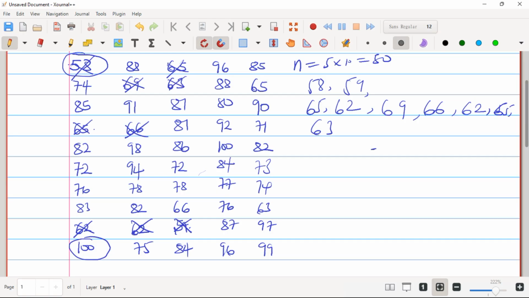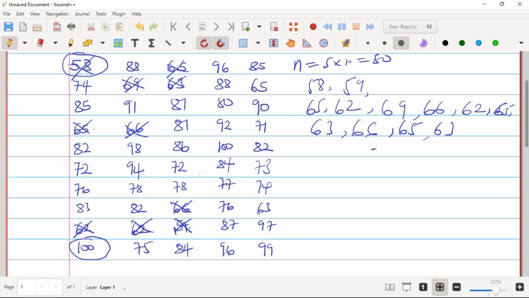Let's see if we can get another 60 here. 66, we have another 66, and then you move from this. From here, do you have 60s? No, we don't have 60s here. You have 65 here. Yes, you have 65. You have 60s again here. You have 63 there, right?